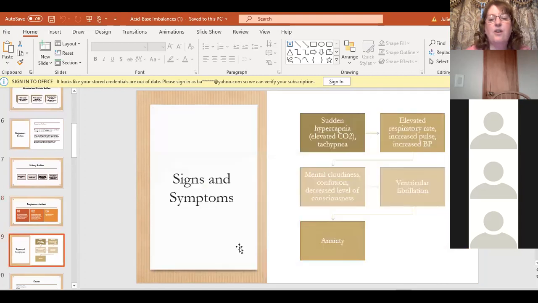So if someone is not breathing well, they are going to have elevated CO2 levels, right? They don't have enough oxygen, so they're going to have more carbon dioxide. So they'll have hypercapnia. They also are probably going to be breathing pretty quickly because they can't get enough oxygen. Usually when you can't breathe, you do that. They could have a lot of anxiety associated with this. They could have an elevated respiratory rate, an increased pulse, an increased blood pressure.